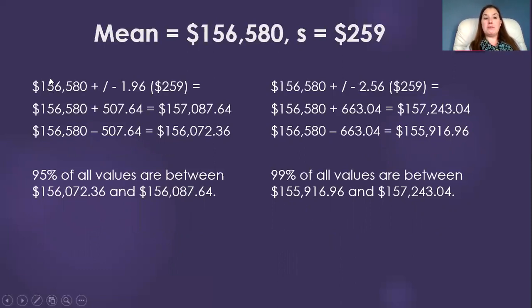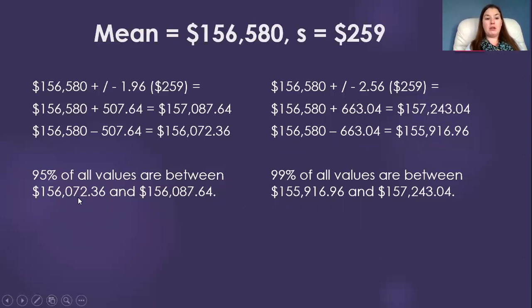Again, the formula always mean plus or minus 1.96 times the standard deviation for our 95% confidence interval. 1.96 times 259 gives us 507.64. When you add that to the mean, that gives us the high end. When you subtract it from the mean, that gives us the low end. So here, note that when the standard deviation is relatively small compared to a really big mean, we have a relatively small range, right?